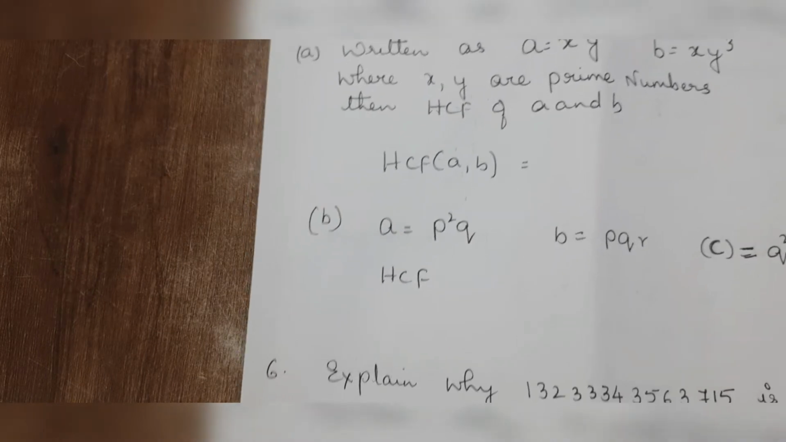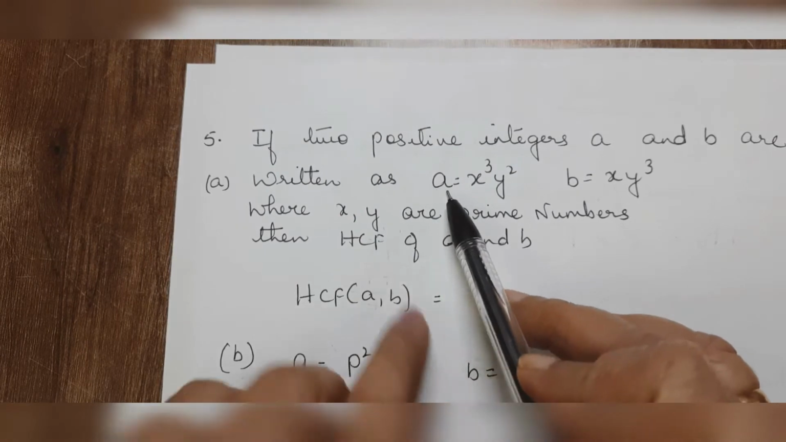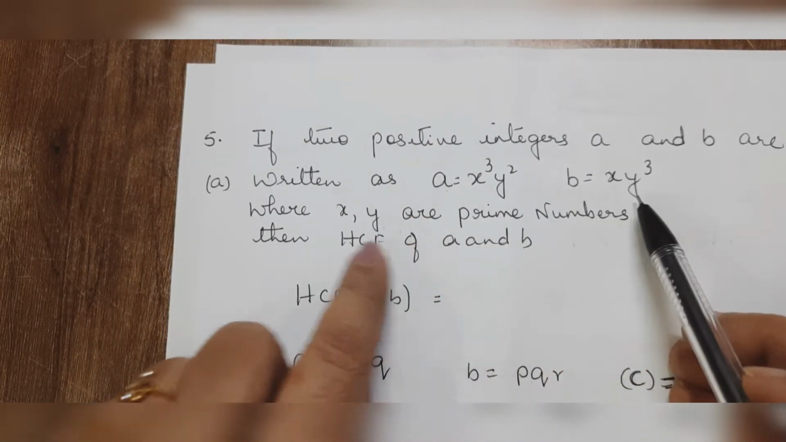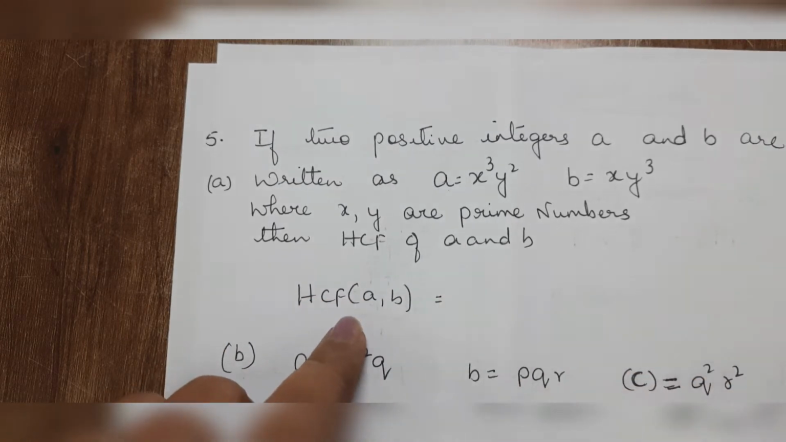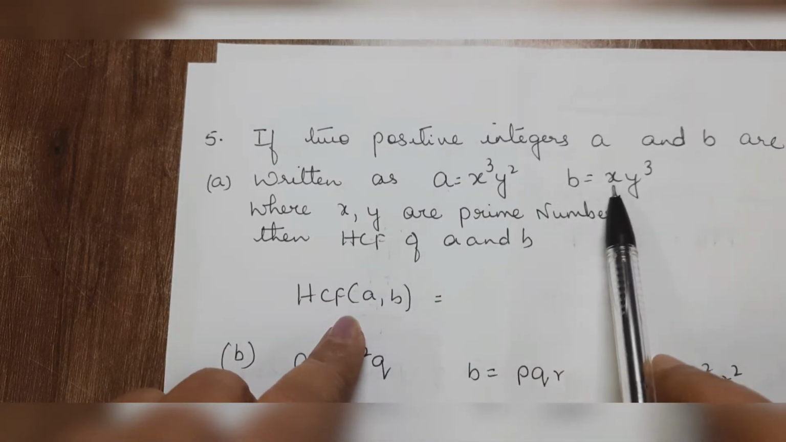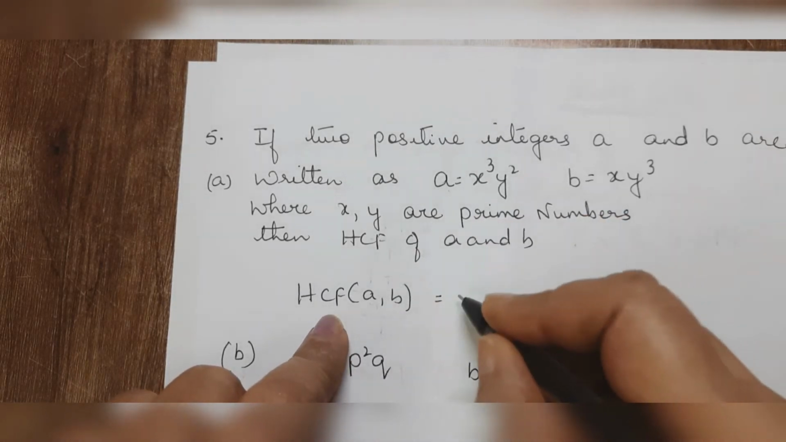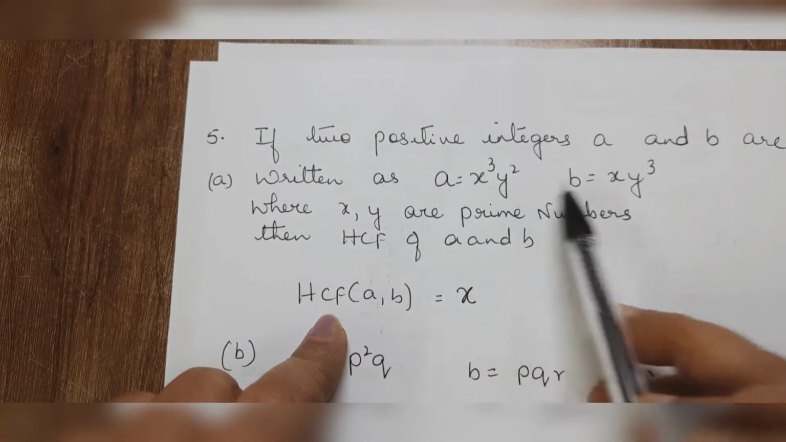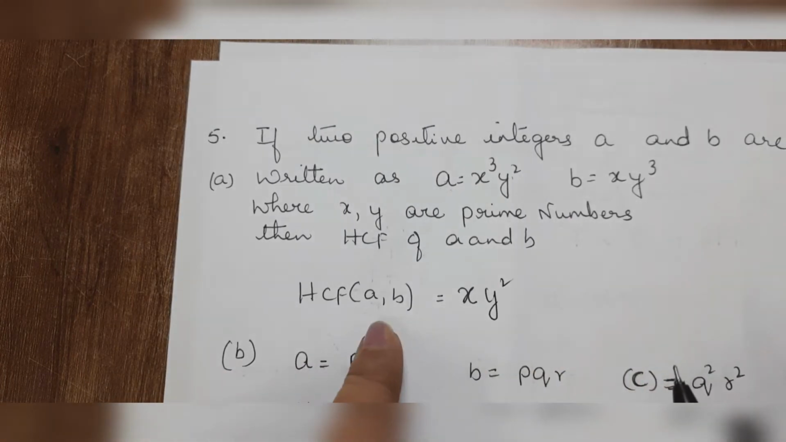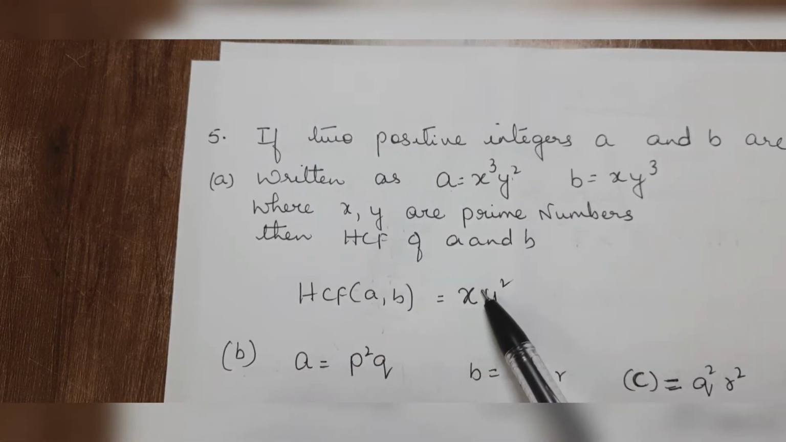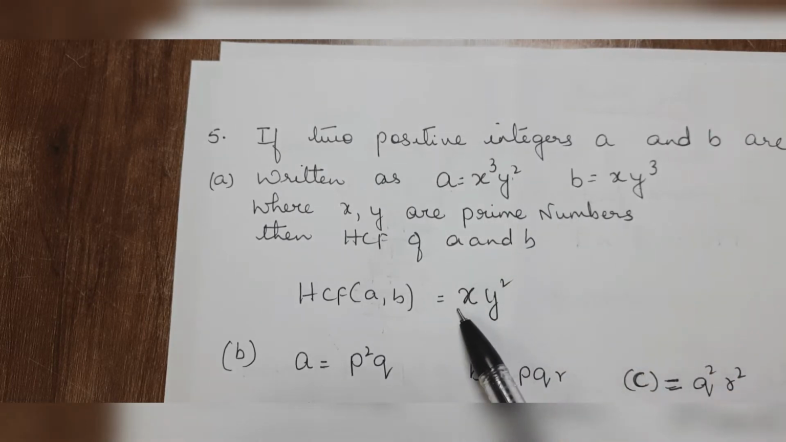Then moving on with the next one. If two positive integers A and B, same concept of the HCF, are written, A is written in this format and B is here, where x and y are prime. We have to find the HCF as I told you. First check x, which is common for both. Which is the lower degree? For HCF, take the lower degree. So I'll take x here. Then y is here, so lower degree y square. HCF is x y whole square. If it was LCM, then the highest degree, x cube y cube, would be the LCM.